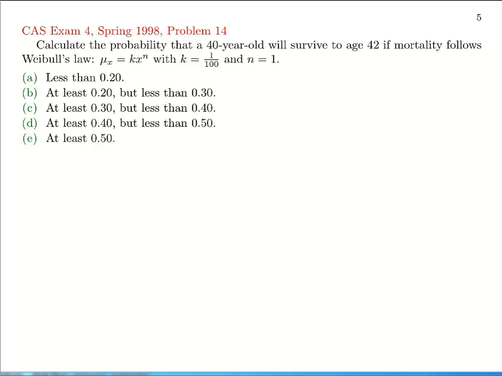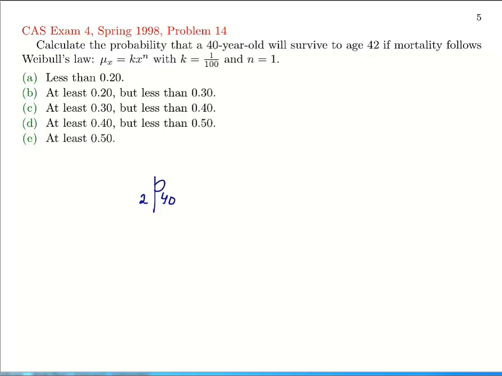All right, and then my last example in this video is going to be this problem. We're given that mortality is described by Weibull's law, which you're told is mu sub x equals kx to the n, and you know what k is and you know what n is. So what do we want? We want the probability that a 40-year-old will survive to age 42, so we'll survive 2 years.